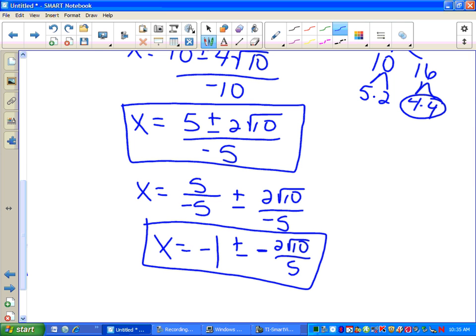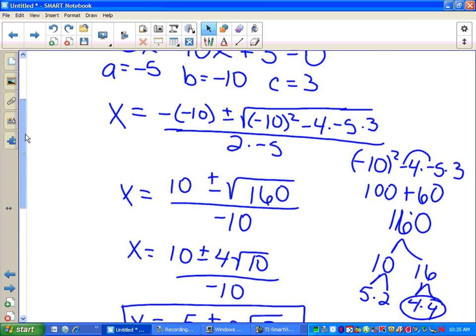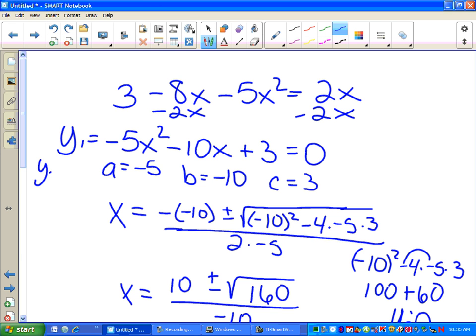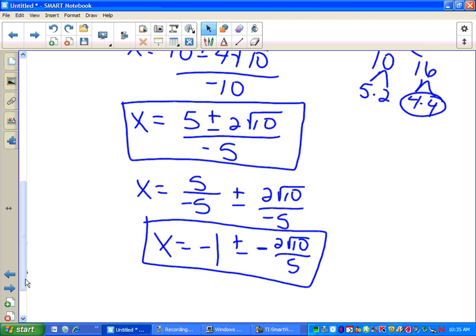So you could plug that into your calculator and see what the decimals are, and if you have time, plug the original question, actually this one right here, into y1, and in y2, put a 0, intersect them, and see if they come out to be the same.